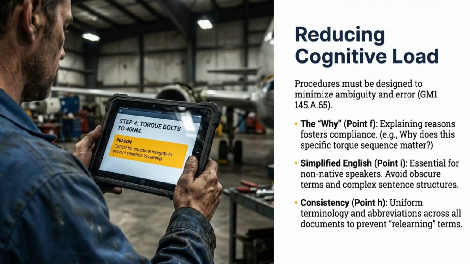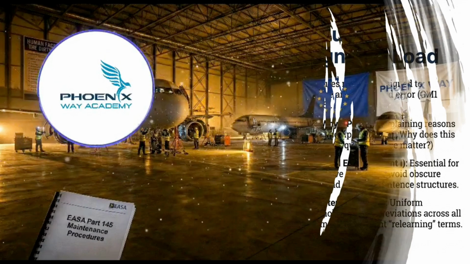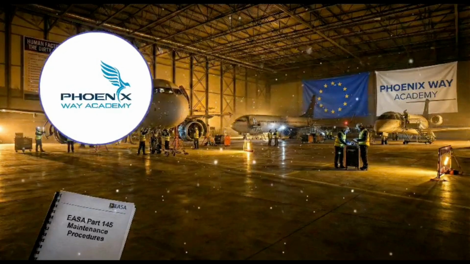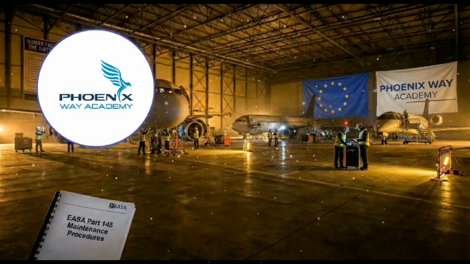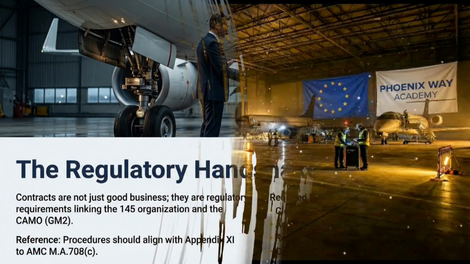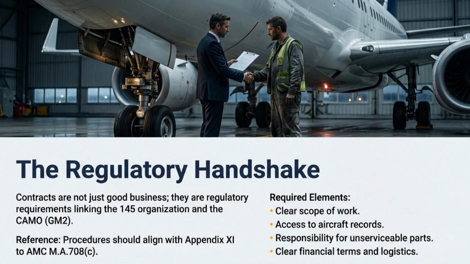Okay, now let's circle back quickly to those maintenance contracts we discussed earlier. Yeah. Because Guidance Material 2, or GM2, for Clause 145.A.65 subclause B1, gives us even more specific insight. Yes, the contractual side. The guidance here states, Appendix XI to AMC M.A.708(c), or Appendix 4 to AMC1 CAMO.A.315(c), provide guidance on the elements that need to be considered for the maintenance contract between the CAMO and the maintenance organization. The Part 145 organization should take into account these elements to ensure that a clear contract or work order has been concluded before providing maintenance services.